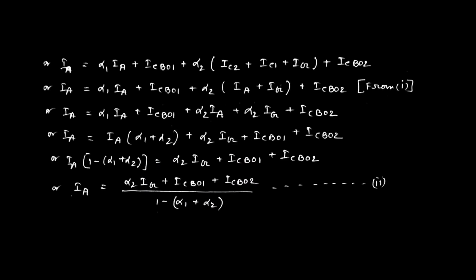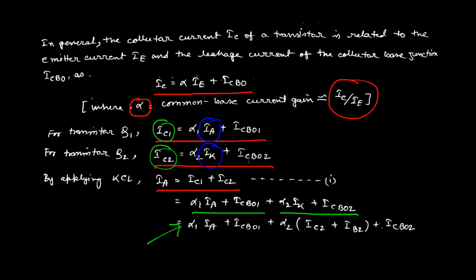So after simplification, we can say IA equal to alpha 1 IA plus ICBO1 plus alpha 2 under common part, that is IC2 plus IC1 plus IG. Okay. So why IC2 plus IC1 plus IG? Actually, what does this expression mean? That is IC2 plus IB2.